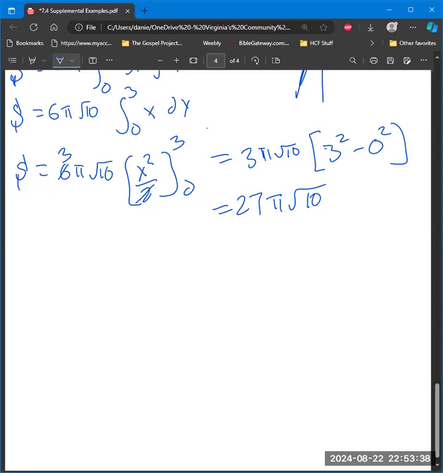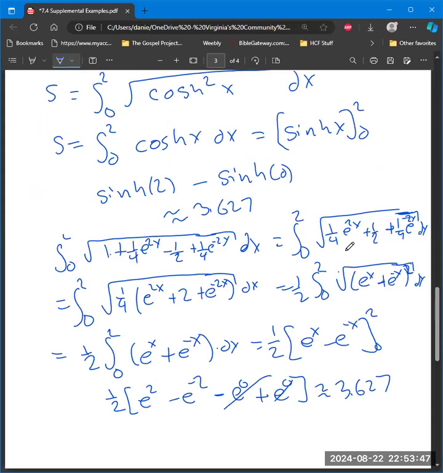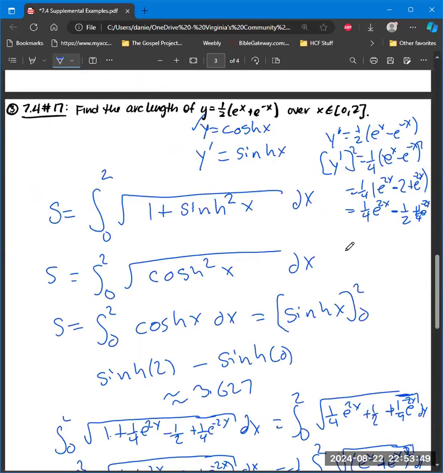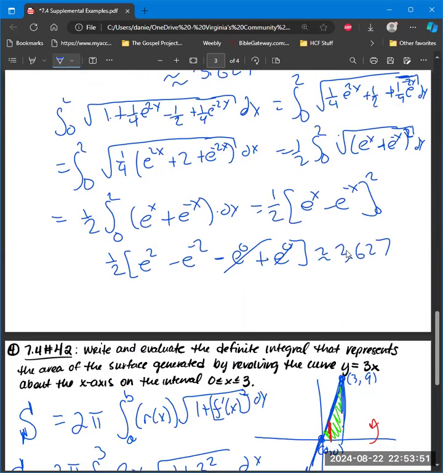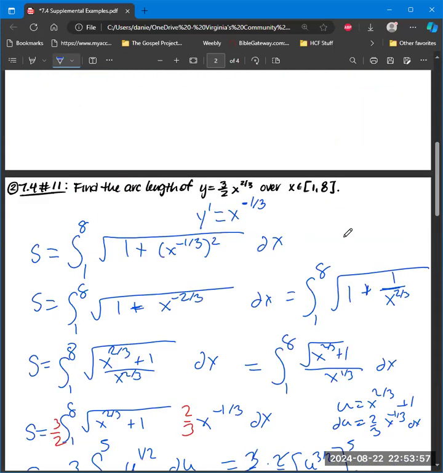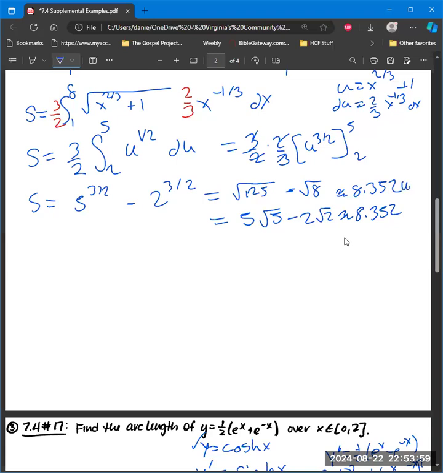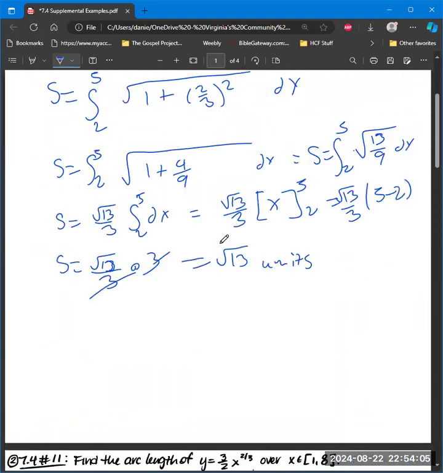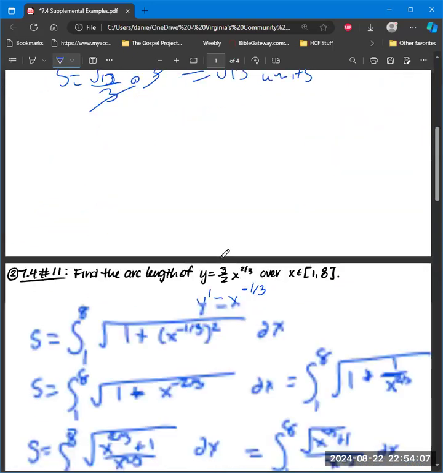And that is going to be surface area, so that's units squared. This was arc length, so these are units. And those are units. All right, that's it.